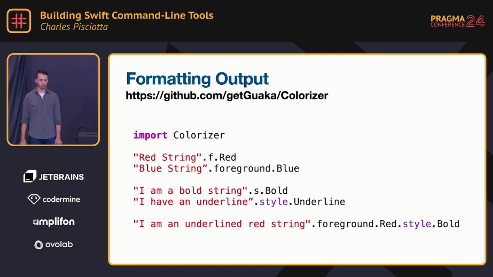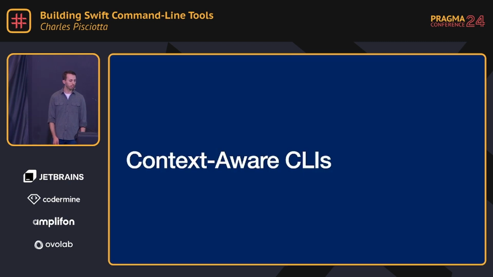There's a quite good tool which I use called Colorizer, but there are others. In this case, you can see how in quite clean syntax we can actually style our strings. Again, going to those examples, making them red, bold, underline, etc. Similarly, we might want to build context-aware CLIs.